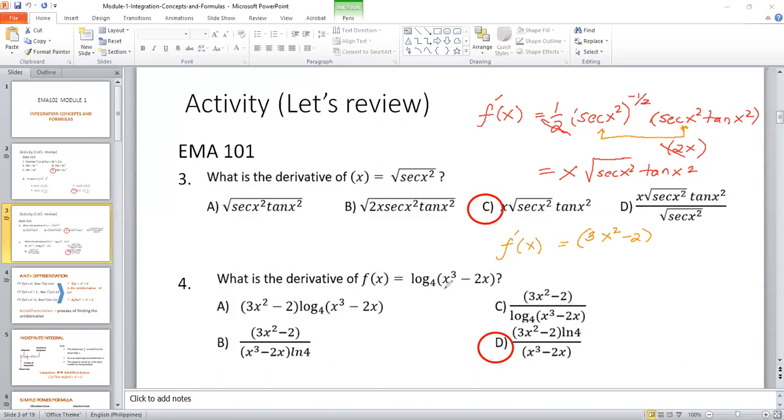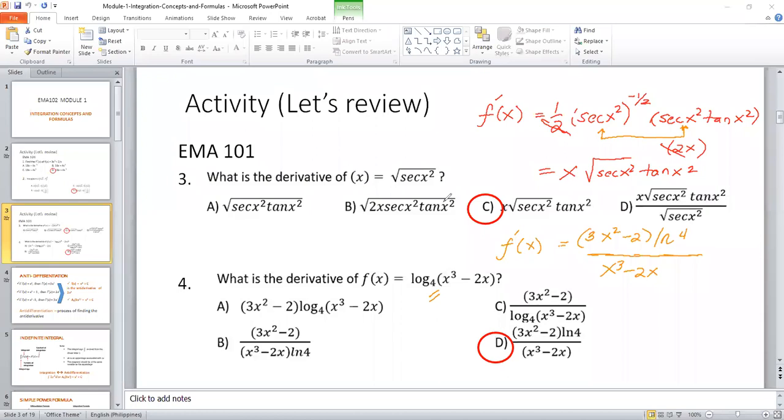If this is your u, the derivative of the u multiplied by the ln of the base of the log, that's base 4, divided by the u. So your u is this x cubed minus 2x. Based on the formula that you've learned last semester, the derivative of the log is du over u times the ln of the base of that particular log. So this is 4, so you have ln 4. This is just a short review on the main objective of differential calculus, and that is on differentiation.